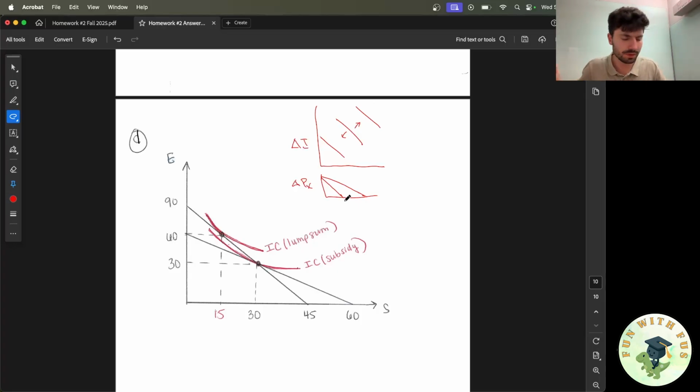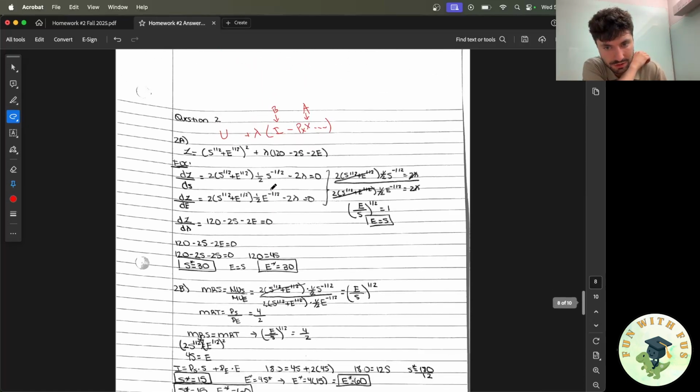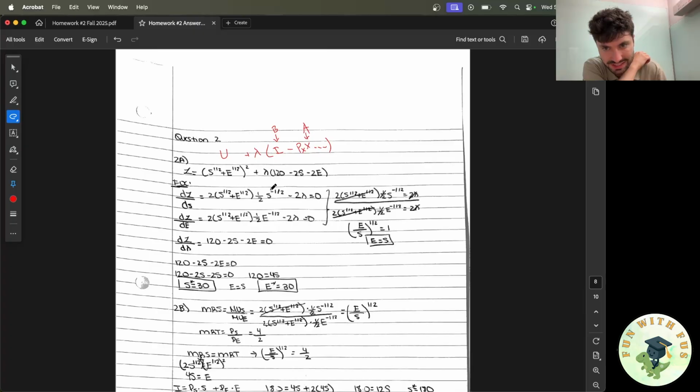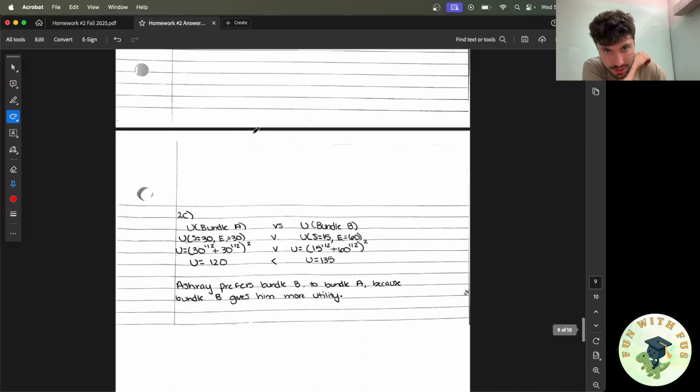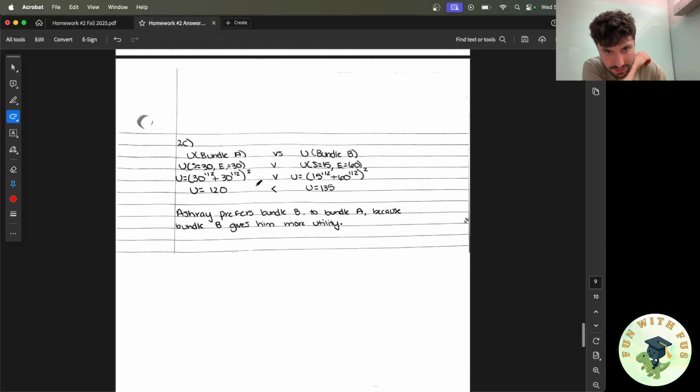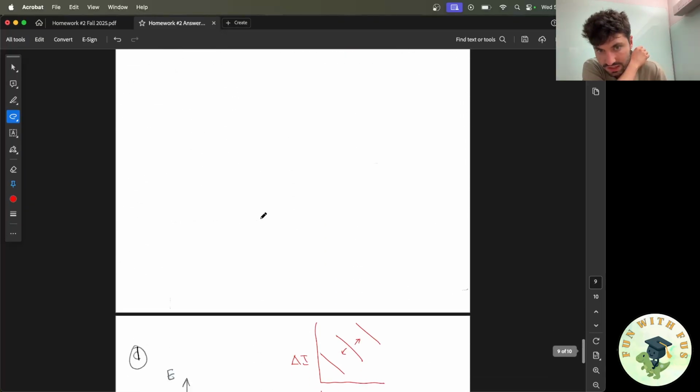So, not going too much into detail on this one. If you followed the Lagrangian MRS equal MRT stuff, then you would get these bundles. And just note that once again, the lump sum one should be on a higher indifference curve, because that's what we found in 2C.